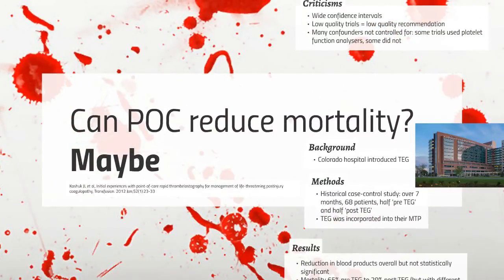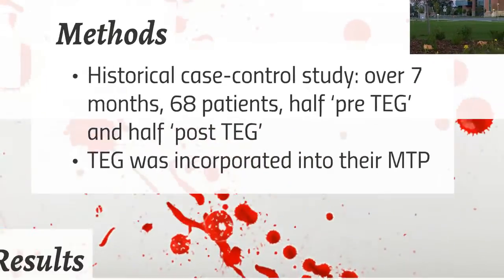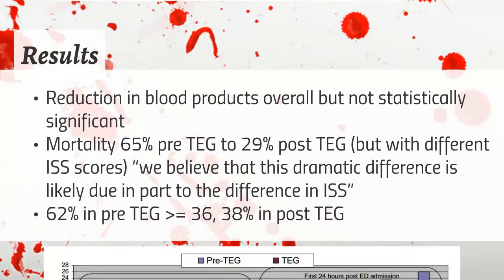Speaking of mortality, can point of care look at reduced mortality in other data? Yes, it can. This is a similar setup in Colorado. It's a case control study, pre-TEG and post-TEG. TEG was incorporated into their massive transfusion protocol, and essentially they found a massive reduction in mortality, and also blood product usage. But it wasn't powered to look at blood product usage.